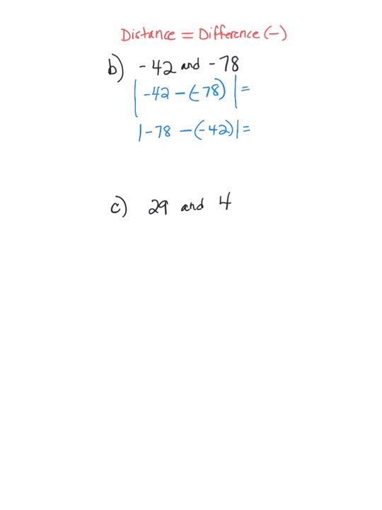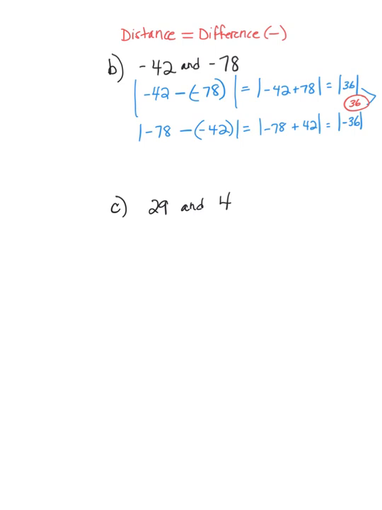So both of those, if I evaluate them, the top one is negative 42 plus 78. The bottom one is negative 78 plus 42. The top one turns into the absolute value of 36. The bottom one turns into the absolute value of negative 36. But the good news is both of these will equal 36, because the absolute value of a positive or negative 36 is 36.